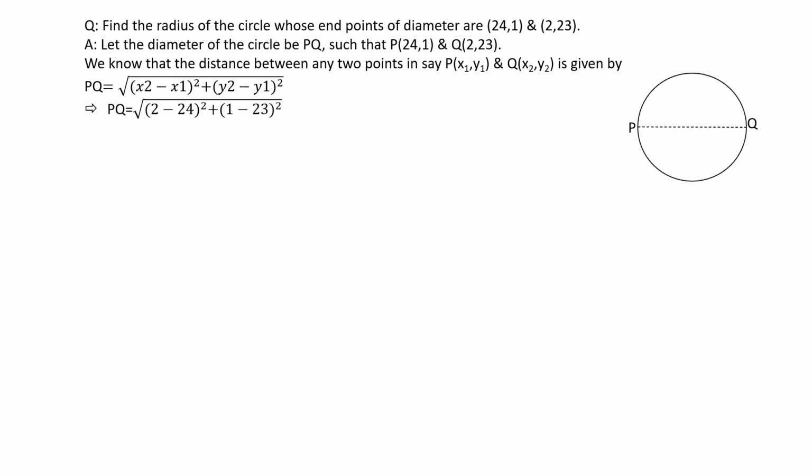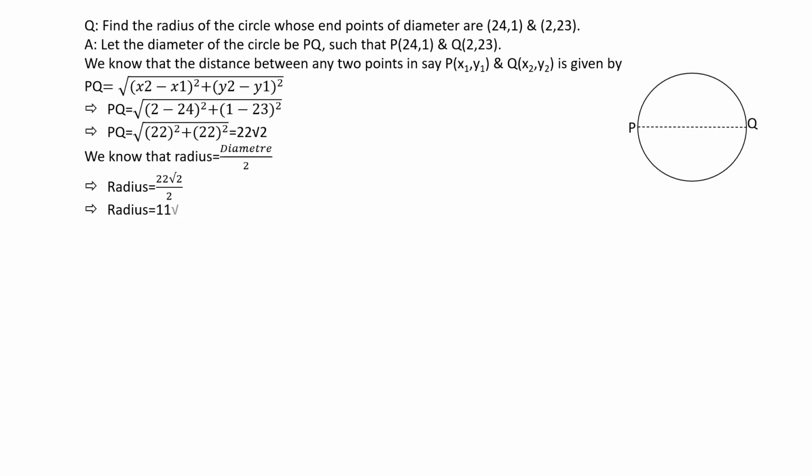So we can write PQ equals the square root of (2 minus 24) whole square plus (1 minus 23) whole square, or it is nothing but the square root of 22 square plus 22 square. This implies PQ equals 22 root 2. But what is PQ? PQ is the diameter, and radius is nothing but diameter by 2. So we can say radius equals 22 root 2 by 2, which is nothing but 11 root 2 unit. Hence, the radius of the circle is 11 root 2 unit. That is the answer.